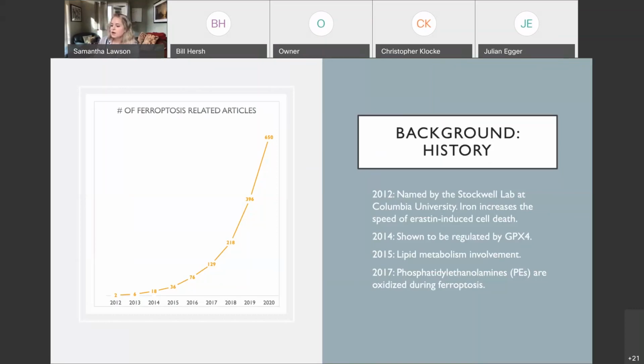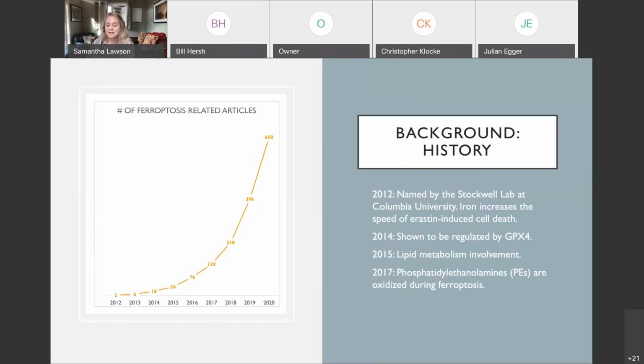Two years later, this mechanism was shown to be regulated by glutathione peroxidase 4. Glutathione peroxidase 4 is the main enzyme in this mechanism, and I'll talk quite a bit more about it later on. A year later, lipid metabolism was shown to be involved in the mechanism. I wanted to highlight this mostly because, as I stated earlier, this process is divided into two parts, iron accumulation and lipid peroxidation. Just 5 years ago was that second arm identified, so we can see how quickly this research is being advanced. Then 2 years later, PEs, or phosphatidylethanolamines, were shown to be oxidized during this process. Again, another example of how this is being narrowed down, as PEs are a species within that lipid metabolome.